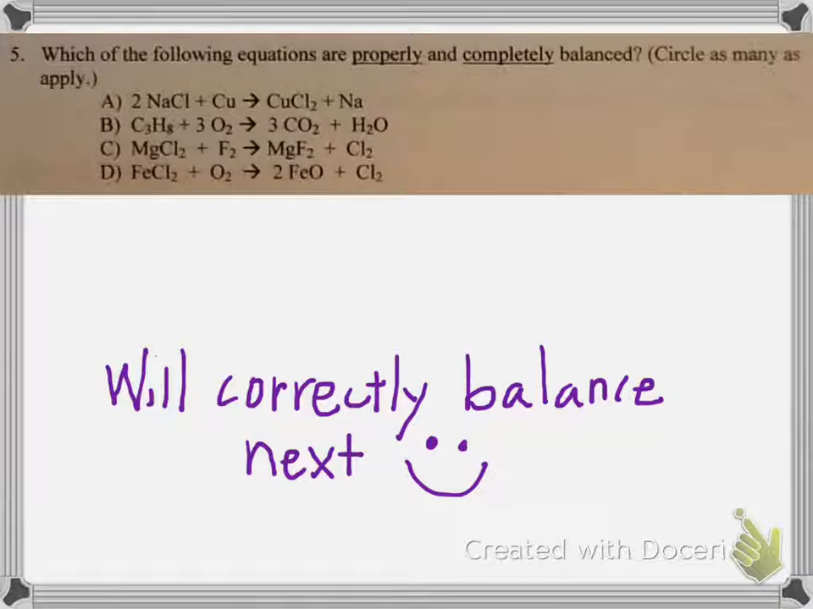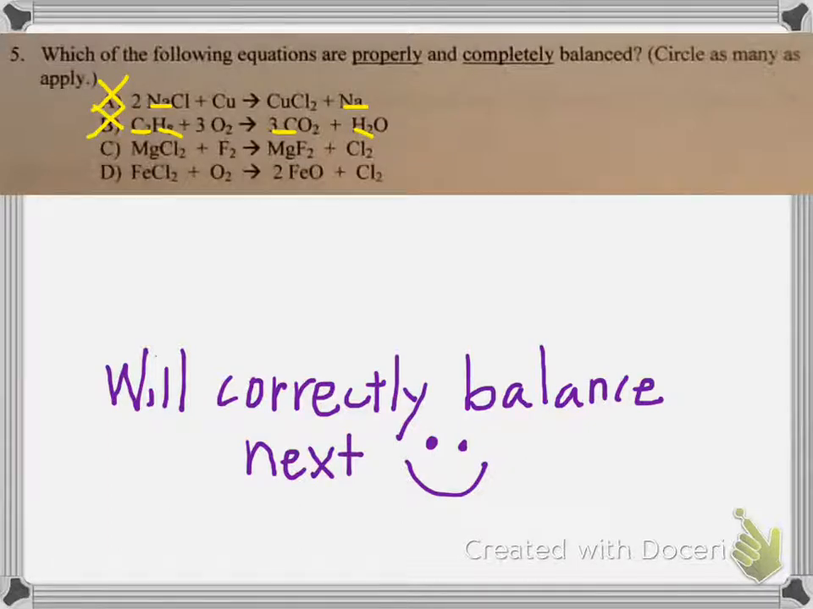So you see here we will correctly balance these next. But looking at what they have, I have 2 sodiums here and 1 sodium here, so I'm not going to circle letter A. That's not correctly balanced. I have 3 carbon here and I have 3 carbon here, so that looks okay. I have 8 hydrogen here. I only have 2 hydrogen here, so again, I'm going to X that out.